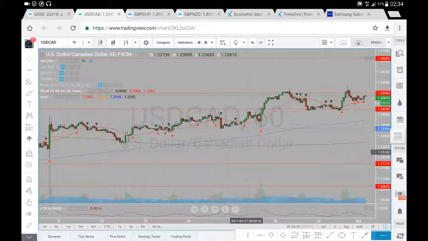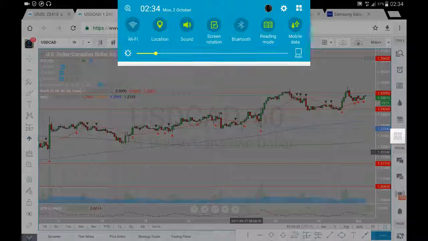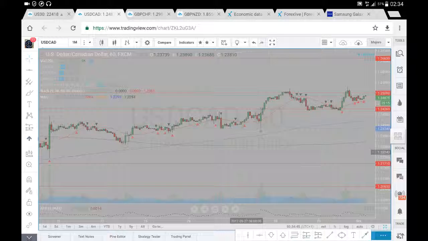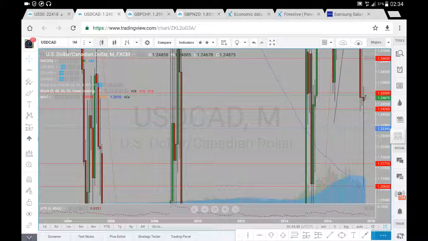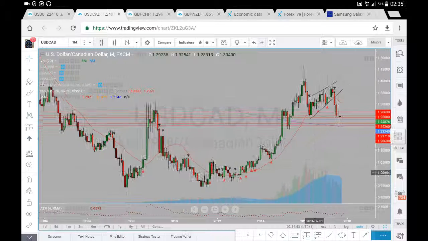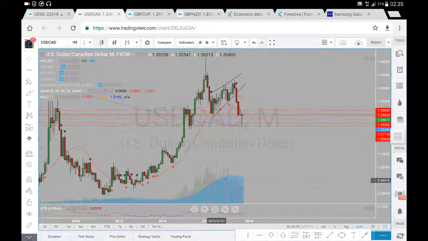So this is the US dollar CAD analysis for Monday the 2nd of October. Just going to go out to the higher time frames to get some perspective. Now, let's just see where we are. Let's just get the view correctly put in.